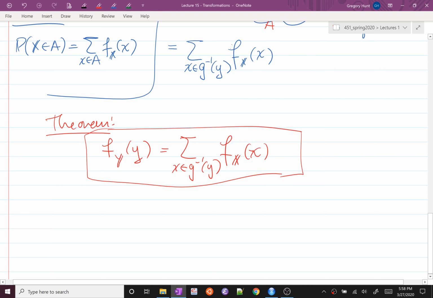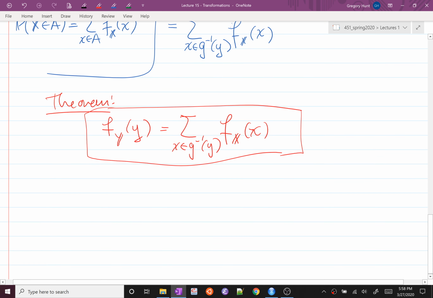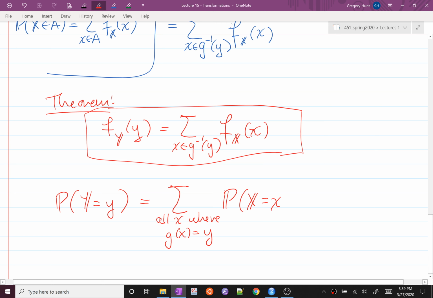All it's saying is if I want to find the probability that my random variable y is equal to some value little y, all I need to do is sum. The inverse image looks scary here, but it's just some notation. I'm going to sum over all x where g of x is equal to little y, and I'm going to sum up the corresponding probabilities that x is equal to that little value.